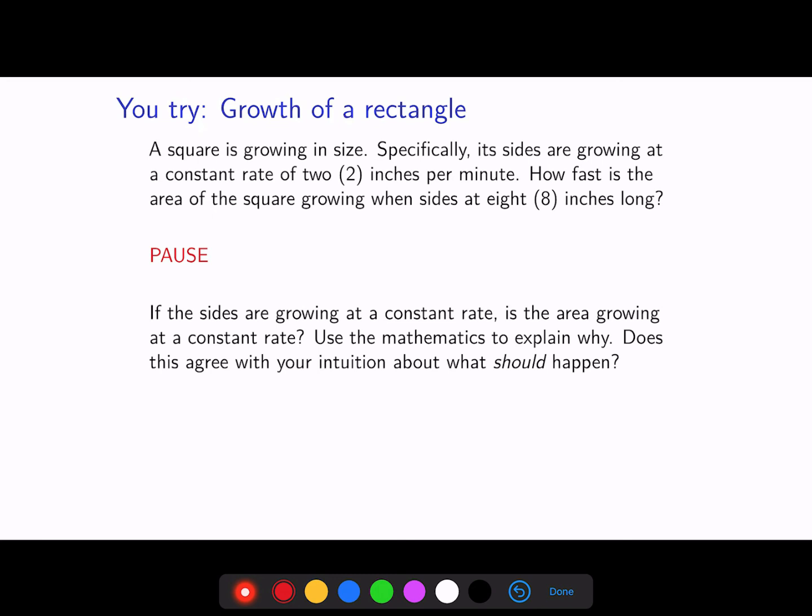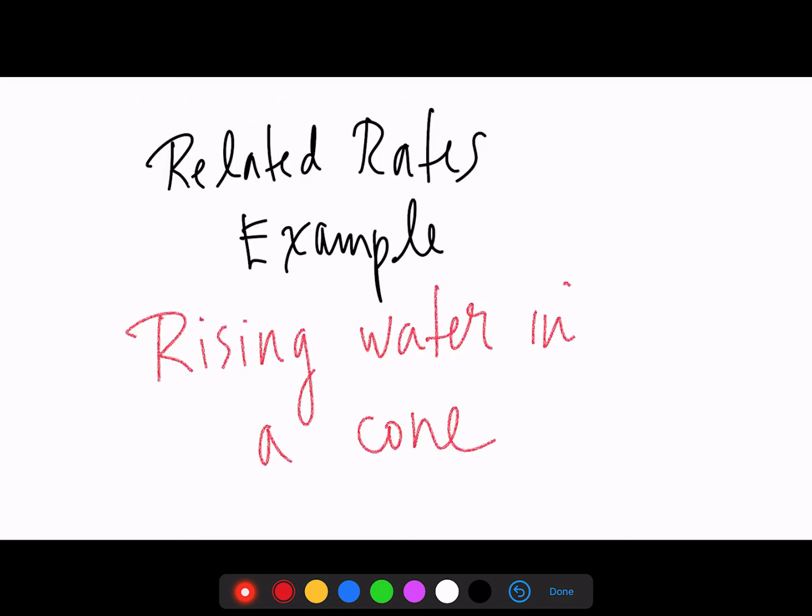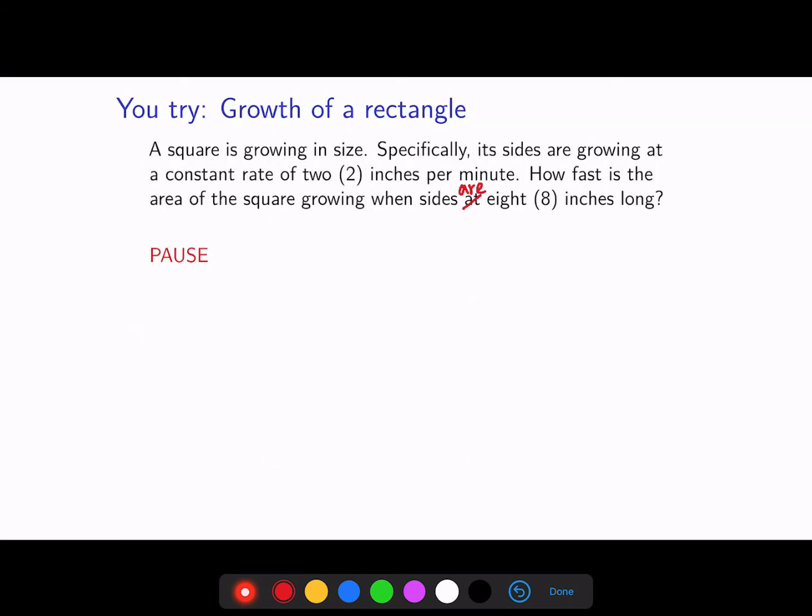Now that you've answered the question, I'll tell you what my answer is. I get that the area of the square is growing at a rate of 32 square inches per minute. Hopefully you got the same answer.